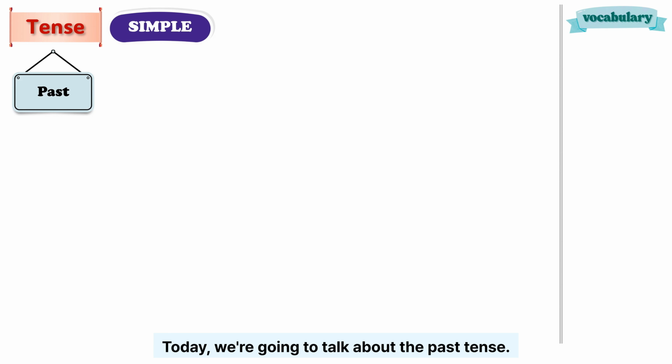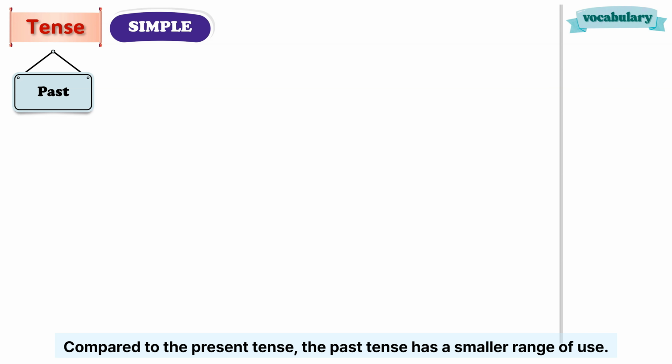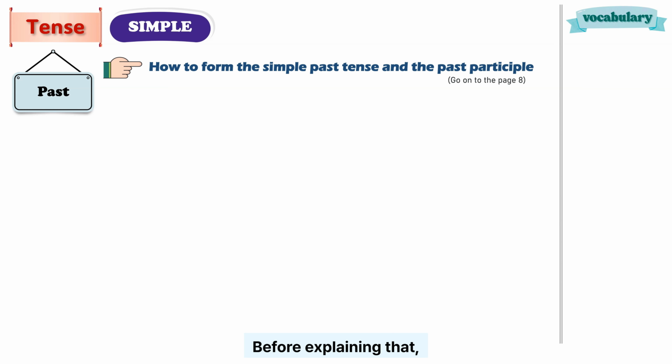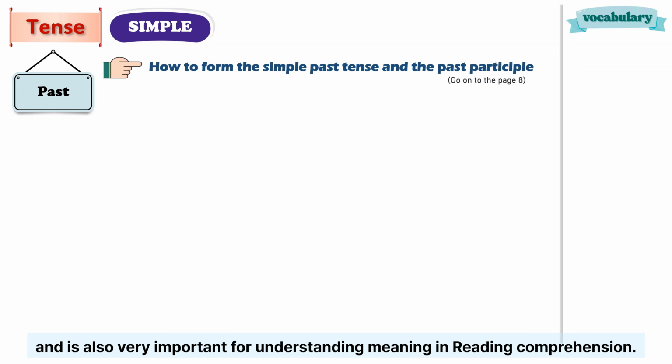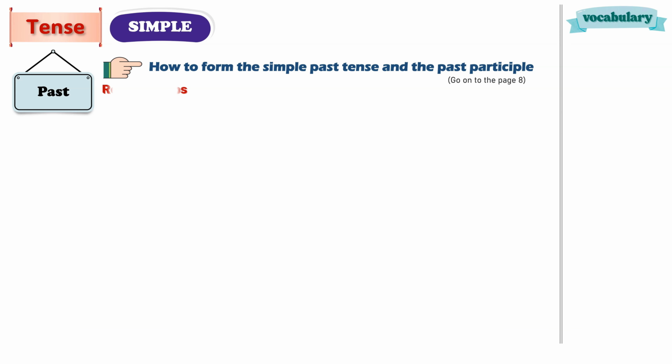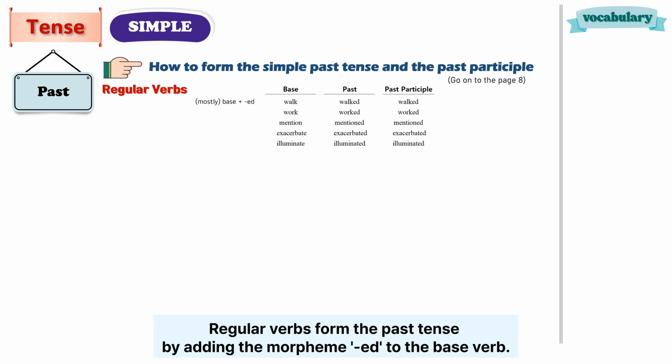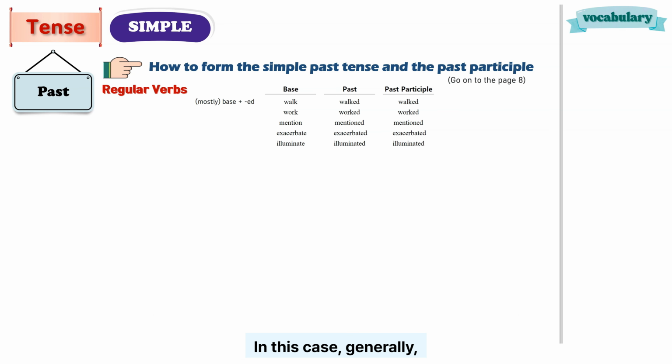Today we're going to talk about the past tense. Compared to the present tense, the past tense has a smaller range of use. Before explaining that, let's first look at how to form past and past participle forms. This is often tested in vocabulary questions and is also very important for understanding meaning in reading comprehension. Let's start with regular verbs. Regular verbs form the past tense by adding the morpheme ed to the base verb. In this case, generally, the past and past participle forms are the same.